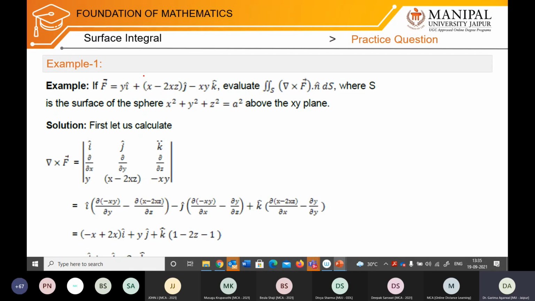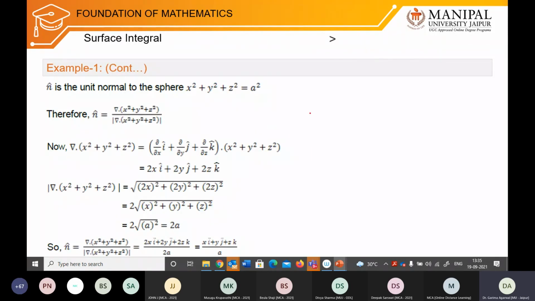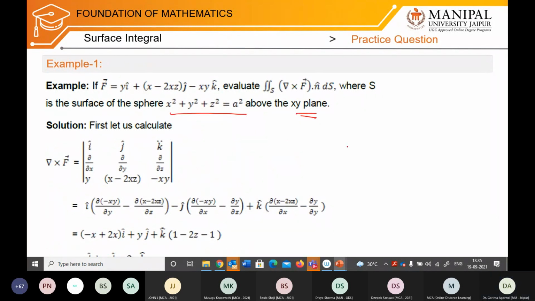For example, f is the vector and I need to evaluate this surface integration, and the surface is the sphere above the xy plane, right? So the diagram of the sphere will be like that.